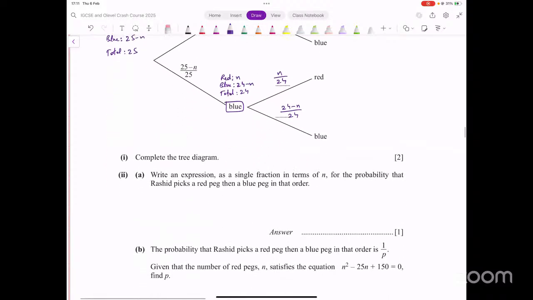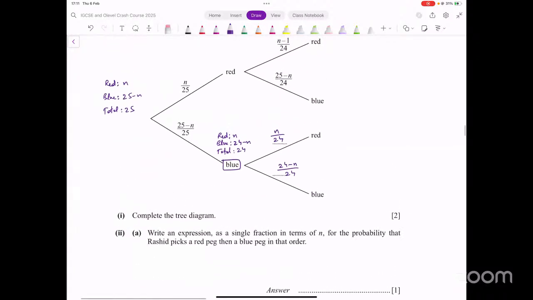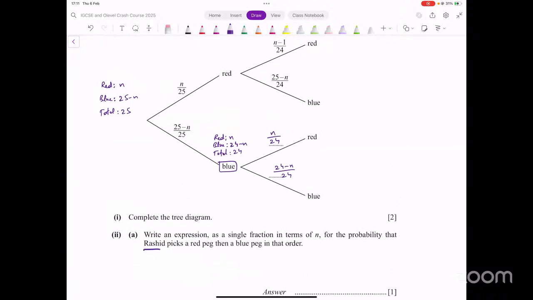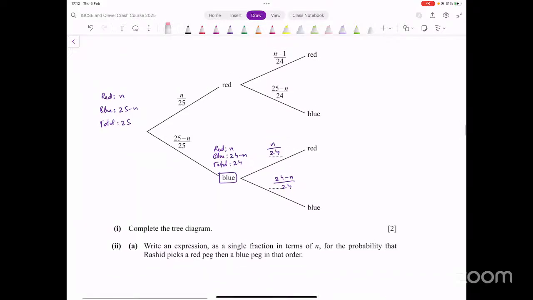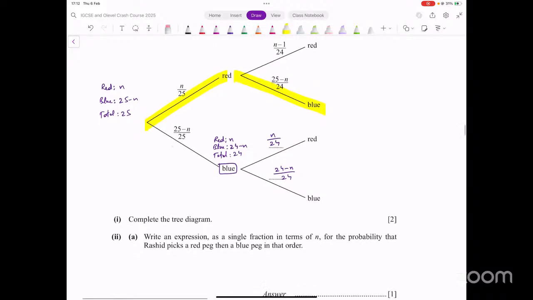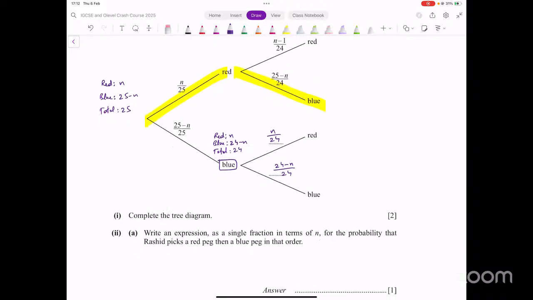Now it says, write an expression as a single fraction in terms of n for the probability that Rashid picks a red peg, then a blue peg in that order. Okay. Red peg and then a blue peg. So he has to start from red and then pick a blue peg. Right? Now, what is this probability going to be? You just multiply those two numbers, n over 25 times 25 minus n over 24. It says, write as a single fraction.